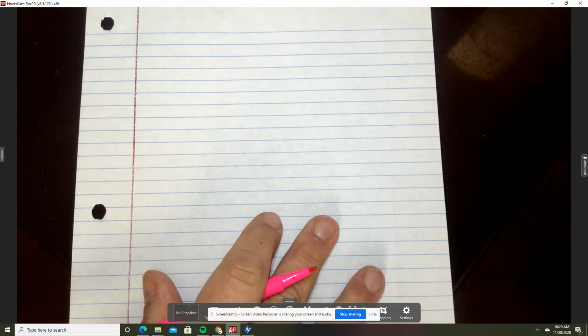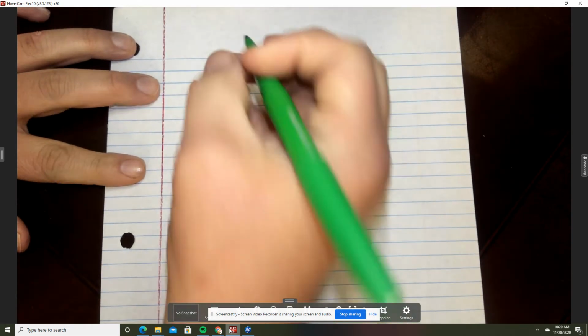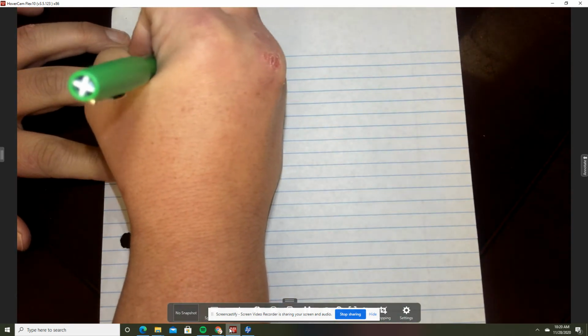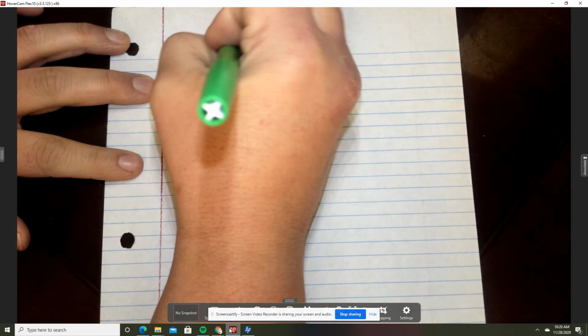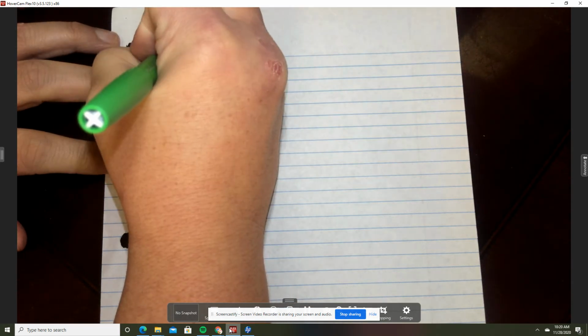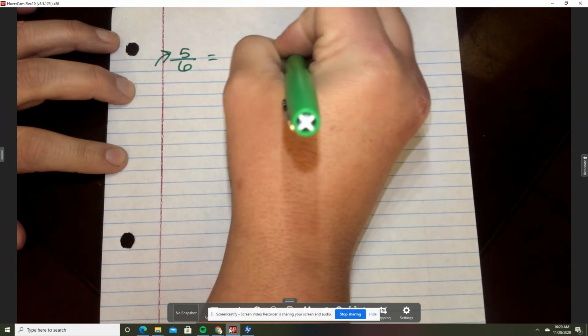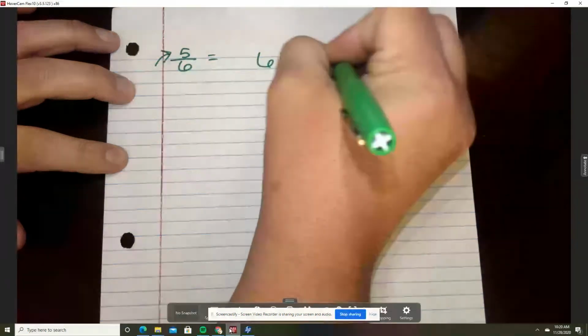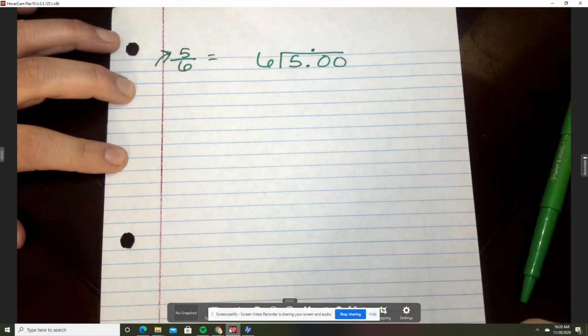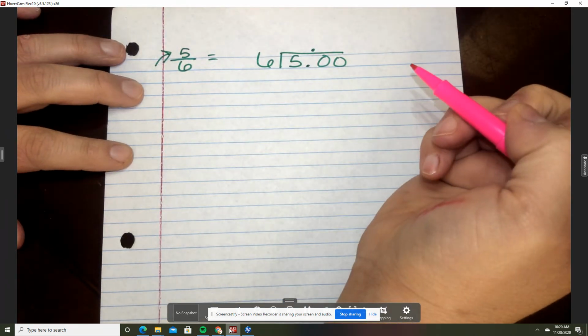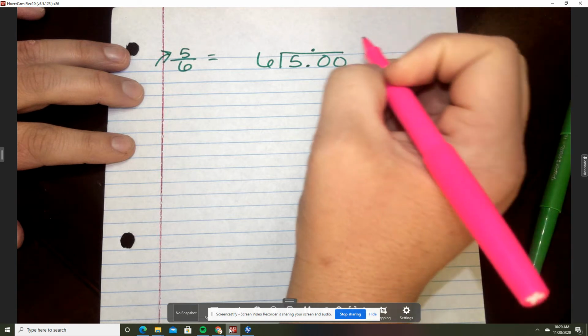All right, let's do just a couple more. Practice with me. Please make sure you're writing these down. All right, 5/6 is equal to what? We push that 5 over. We add a decimal and 2 zeros. Bring up your decimal and we can start to divide.